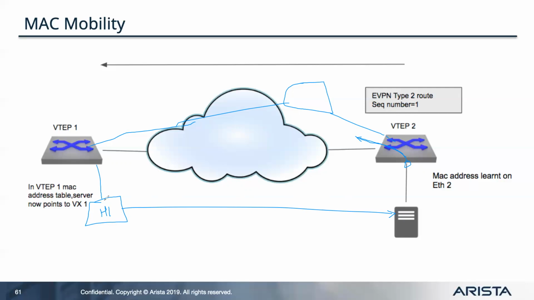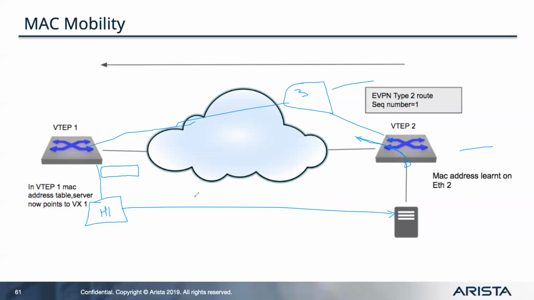That's a very good question. What you mean is whether this withdraw route will be sent as soon as H1 moves from one location to another, whether VTEP 1 will send out a withdraw message, and then VTEP 2, or the other VTEPs, let's say VTEP 3, will flush out that MAC from the MAC table.